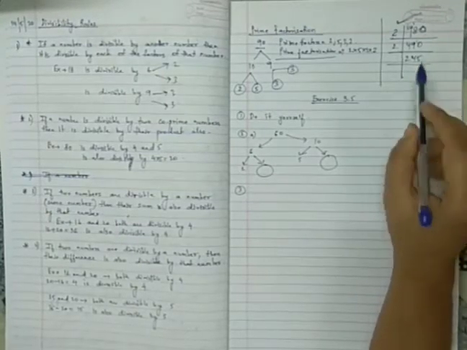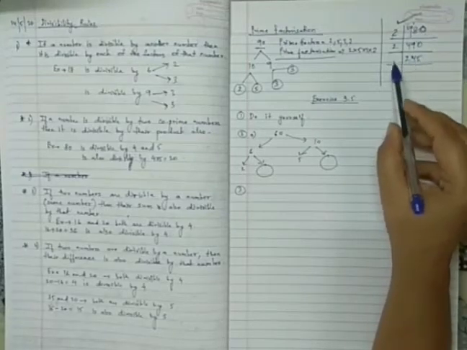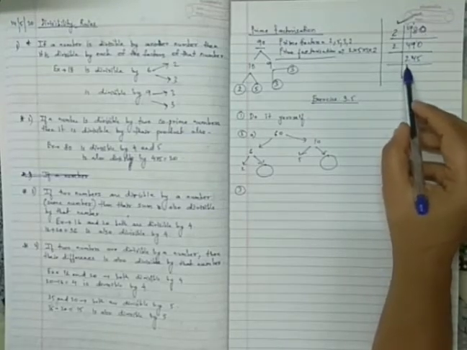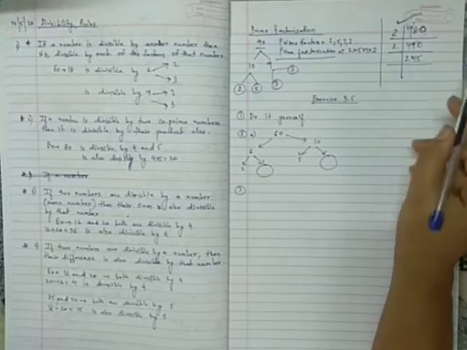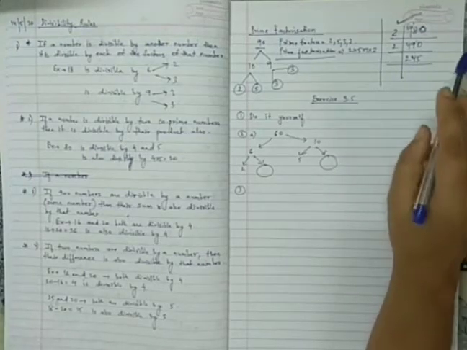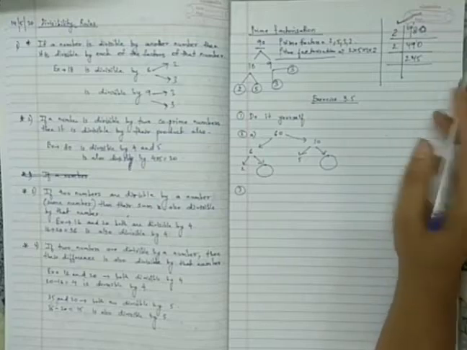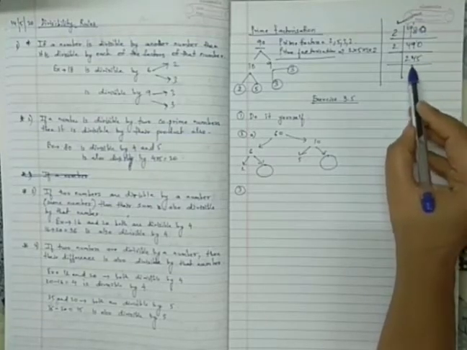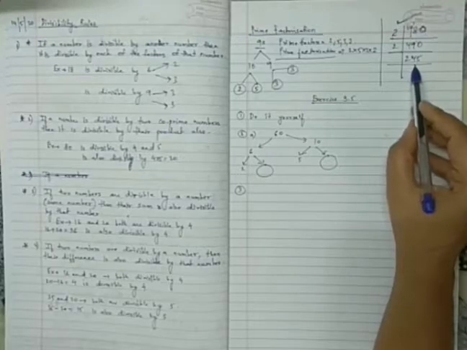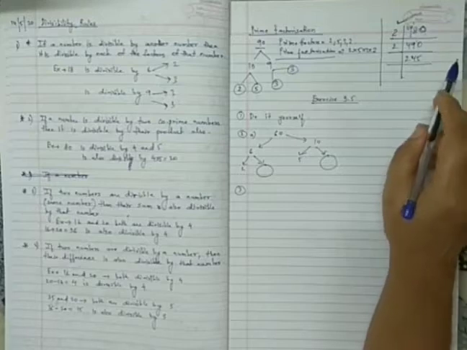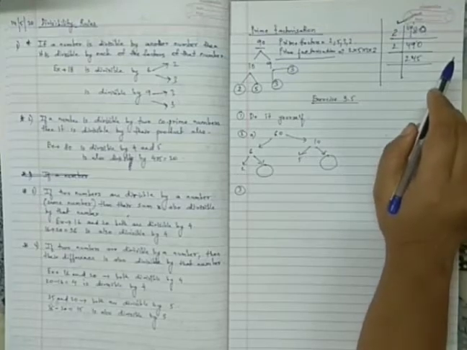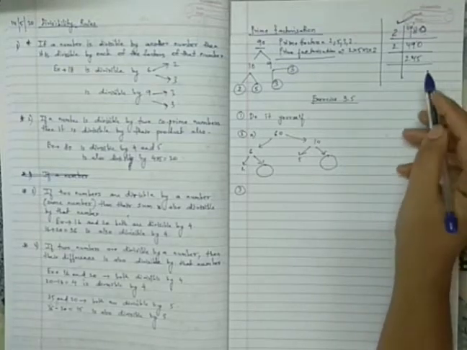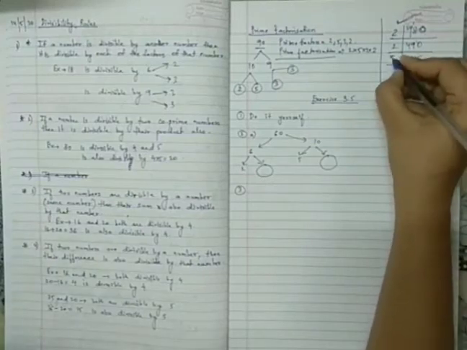But we will first check for 3. Does it come in the table of 3? For 3, we will add the digits: 2 plus 4 is 6, 6 plus 5 is 11. No, 11, so it does not come in the table of 3. It also cannot come in the table of 4, because 45 is not divisible by 4. Next will be 5.